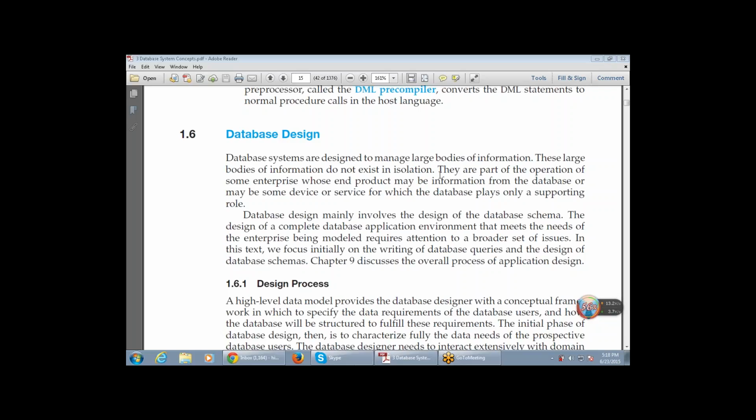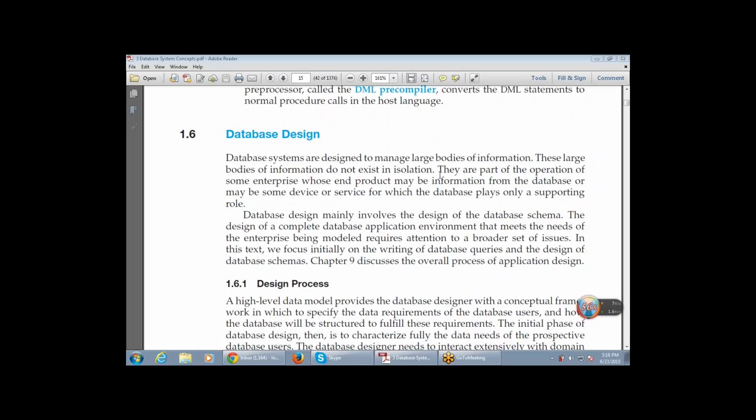So in simple terms, databases are designed to handle multiple data that is available in isolation. Database design mainly involves the design of the database schema. A schema means the overall design, that is, the look and feel of the database, or how the database is used. That is the database schema.